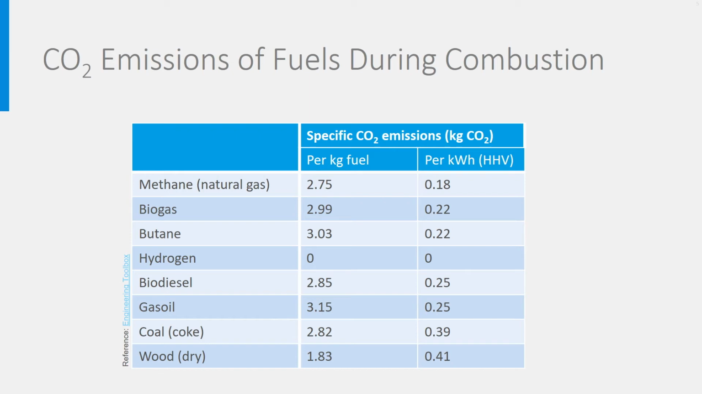Pay attention to the fact that the specific CO2 emissions may be expressed per kilogram or cubic meter of fuel, but also per kilowatt-hour energy content based on the higher heating value, which is the same as kilowatt-hour primary energy. In other words, if we take the example of methane, 1 kilogram of methane will produce 2.75 kilograms CO2 during burning, which is the same as saying that methane produces 0.18 kilograms CO2 per kilowatt-hour primary energy. All fuels in the table have a higher CO2 production than methane.